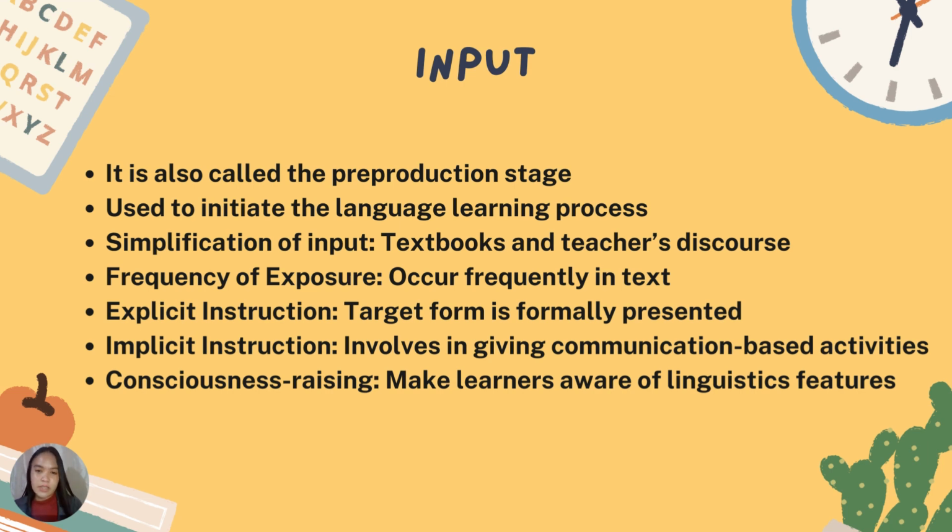On the other hand, implicit instruction is something where teachers may give communication-based activities. Basically, communication-based activities may be in the form of watching movies that deal with the second language of a learner. For instance, in the English context, in order for a learner to learn English, they may watch Disney movies, Hollywood films, or even some YouTube videos which are popular right now, such as Peppa Pig.